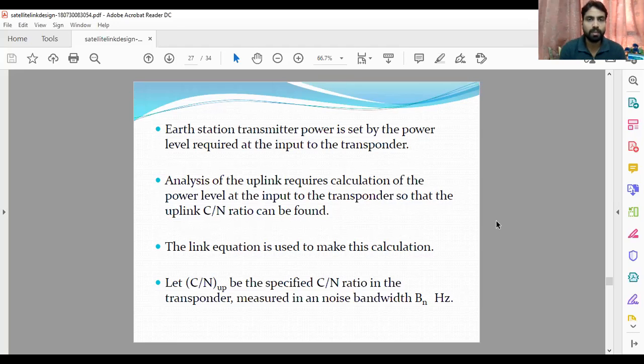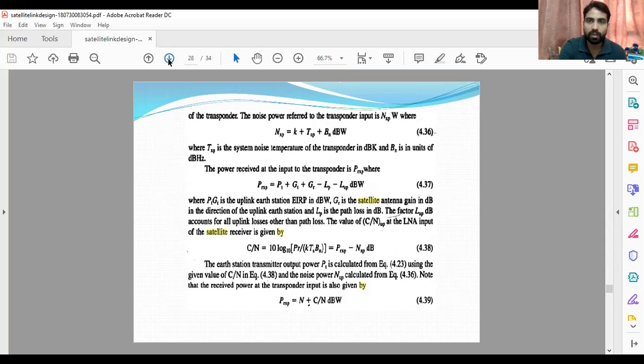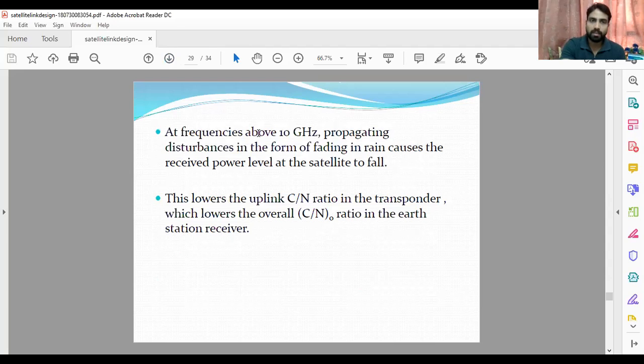That's exactly the meaning. Analysis of the uplink requires a calculation of power, transponder power, because once the satellite receives the power, it reshapes the power, changes the frequency, reconditions the power, and sends it back to the earth. So the link equation is also important here. Again, we have to find out this link equation, the same kind of link equation has to be created, and at frequencies above 10 gigahertz, propagation disturbances have to be taken care of.